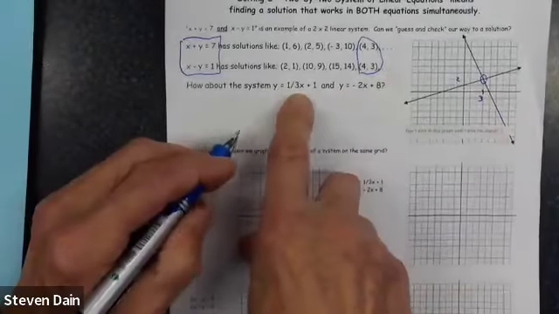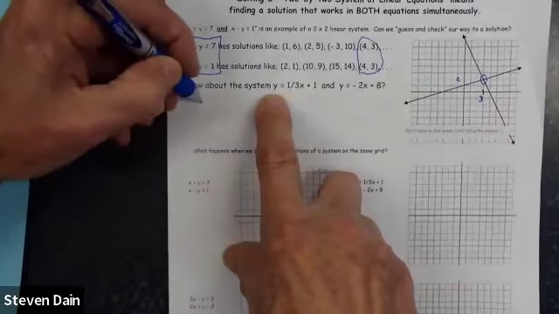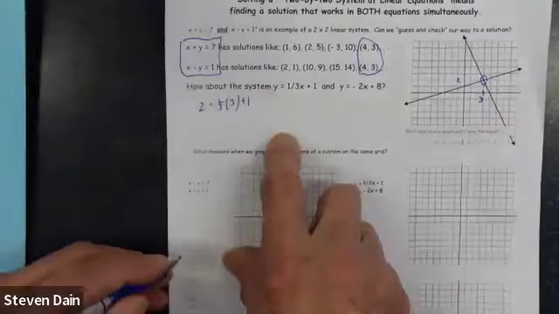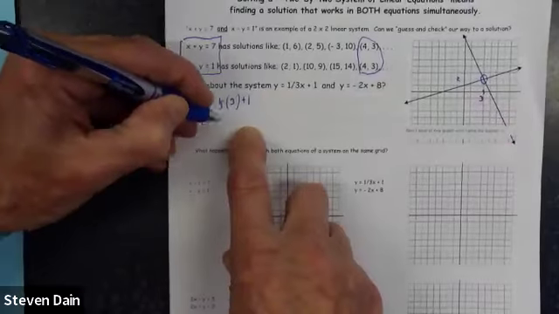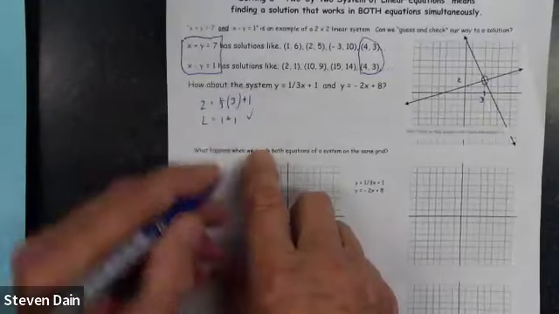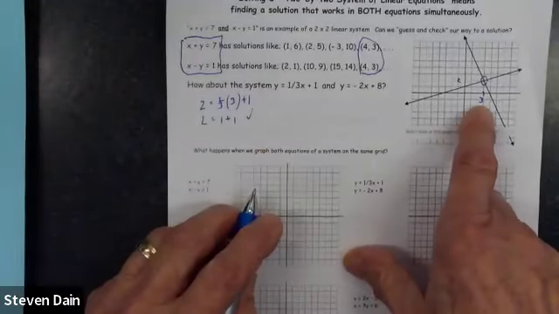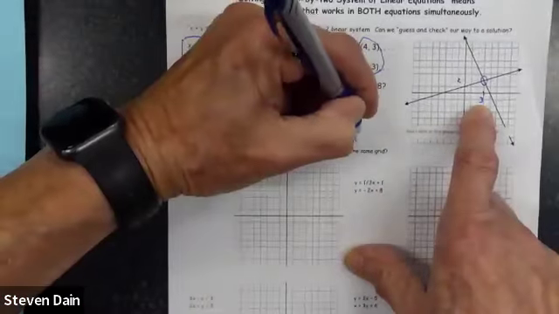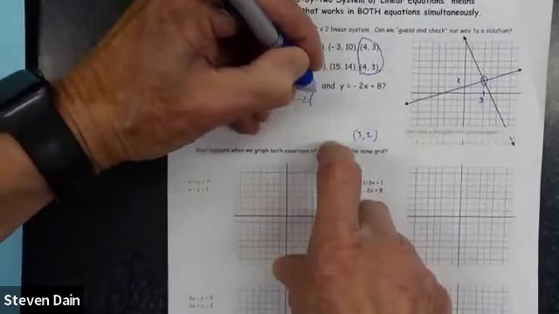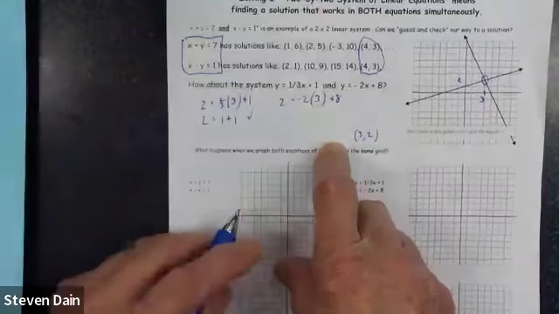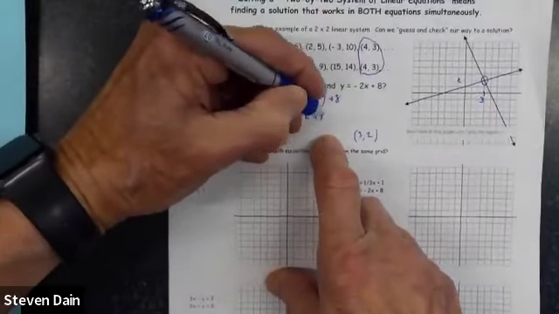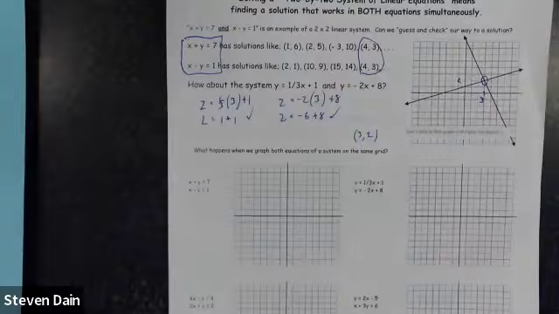If we try that out, 3 for x and 2 for y, that would be 2 equals 1/3 times 3 plus 1. A third of 3 is 1. We're in college and we're still saying 1 plus 1 equals 2, so it works in that. And does it also work in the second equation, 3 for x, 2 for y? If I put in a 2 for y and the 3 for x, this makes a negative 6, and 2 does equal negative 6 plus 8. Okay?